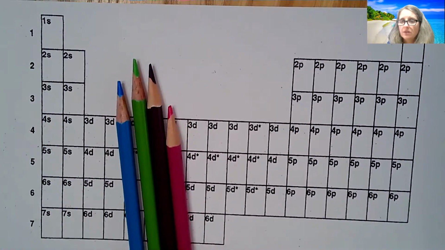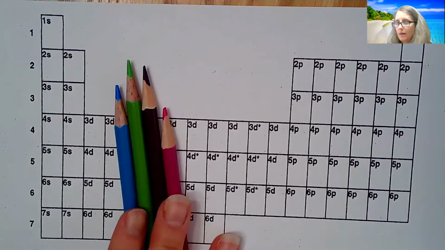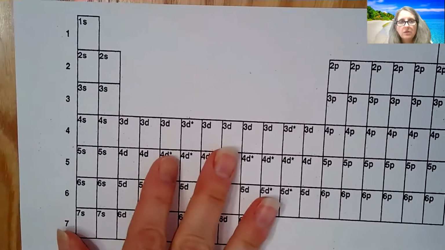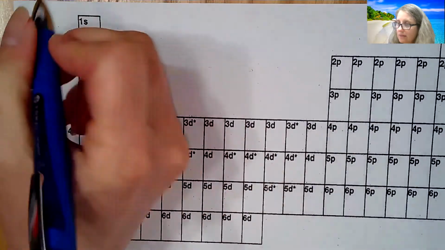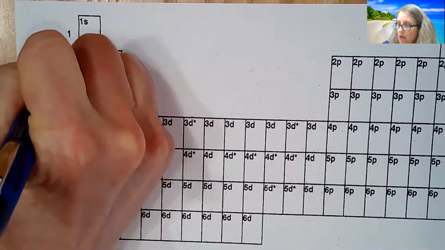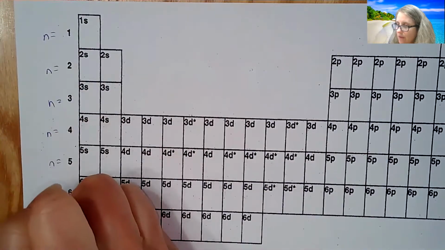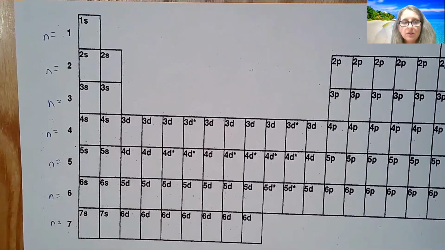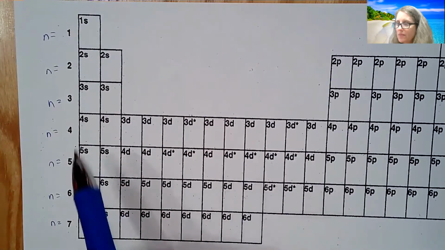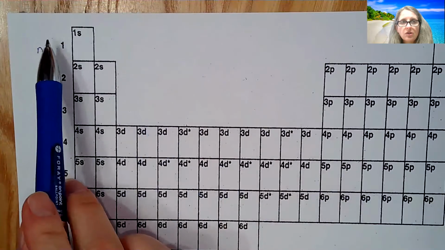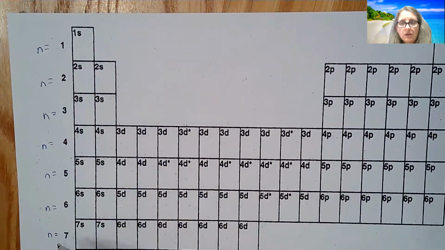So I have pencils here. You could use whatever you want, but we're going to be doing some coloring here. So the first thing I want you to do is to label over here on the side what we call the energy levels. So these are energy level 1 through 7. So you're going to label them with a lowercase n. This is the principal quantum number. This is the energy level that the electron is around the nucleus. Again, energy level 1 is the closest, and the furthest is energy level 7.